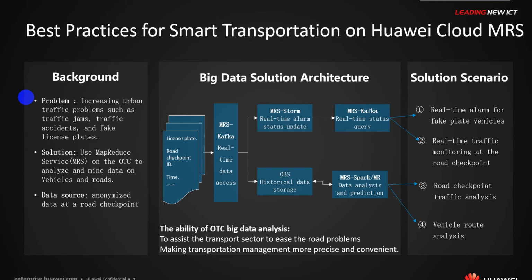Now, if we look at the high-level big data solution architecture, we've got the license plates and the checkpoints, which feed into the MRS Kafka real-time data processing. So we have a real-time alarm status update, using OBS for historical data storage, and MRS Spark for data analysis and prediction. These lead to four different solution scenarios. The first one is real-time alarm for fake plate vehicles. The second one is real-time traffic monitoring at the road checkpoint. The third one is road checkpoint traffic analysis. And the fourth scenario is vehicle route analysis.